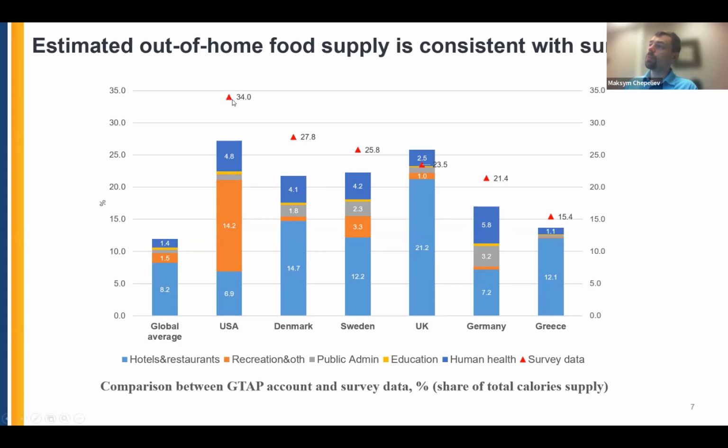So the survey data shares are indicated here by red triangles. So we see that in general, our patterns roughly match what is being implied by surveys. And of course, the composition of foods consumed out of home differs by country. So across sectors, in some cases more could be, but of course, most is coming from restaurants, which in the case of GTAP is the hotels and restaurants sector.